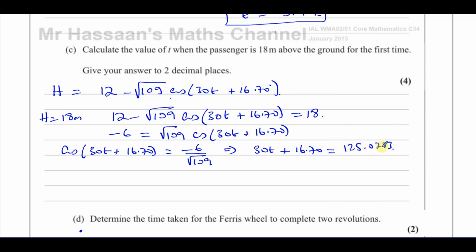So that's the first solution, and that's what we need. It's a positive value, it's fine. All right, so that's the first time. That will give us the first solution, but we had to solve for t. So we don't want this, we want t. So we're going to subtract. So we say t equals 125.0783 minus 16.70 divided by 30, and that will give us what we're looking for, the value of t when it's 18 meters above the ground for the first time.